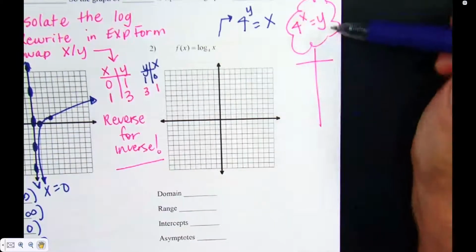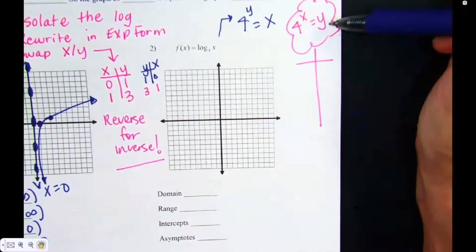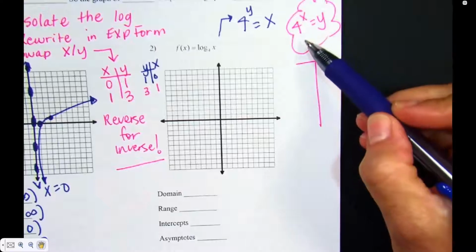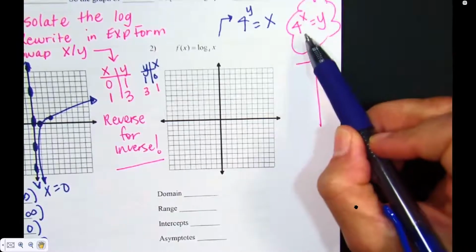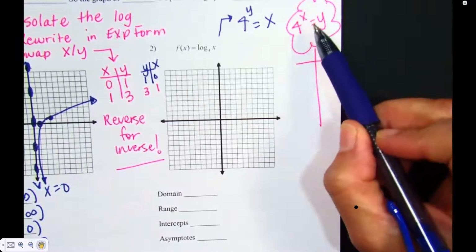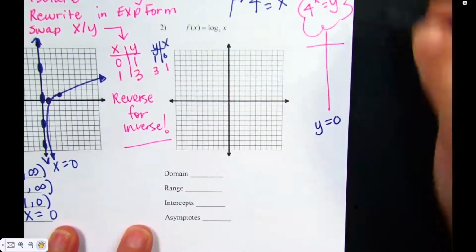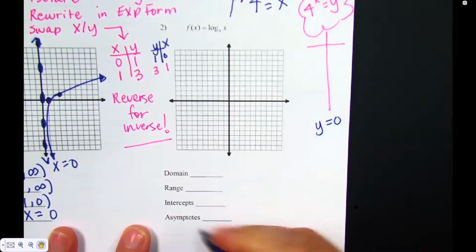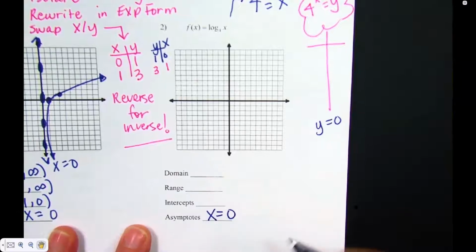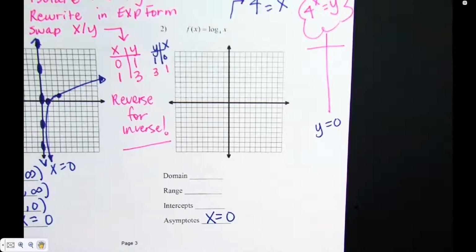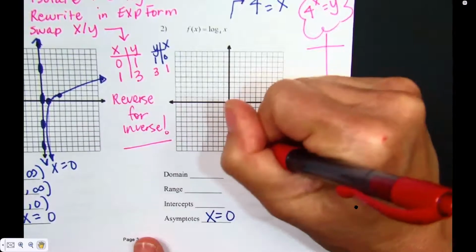So if you notice for the exponential form, there's not any y asymptote. I don't have anything added or subtracted right here. So I know that the inverse of my asymptote of y equals 0 for my tool is x equals 0 for my log graph. So I'm going to go ahead and graph that. I'm going to go ahead and make it in red like I usually do.